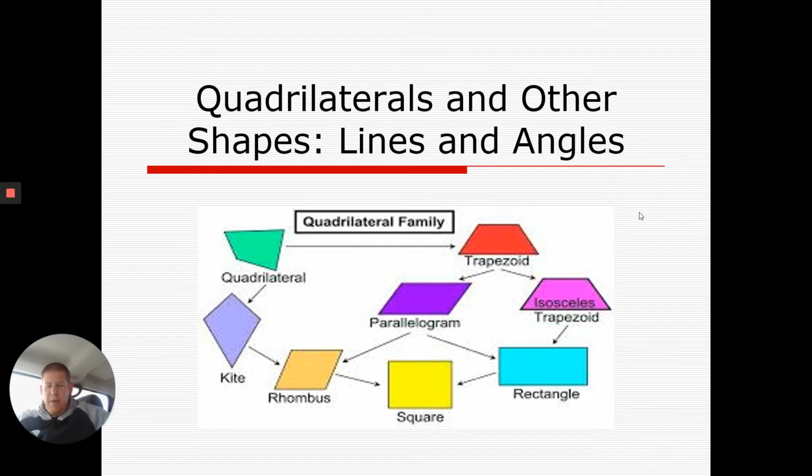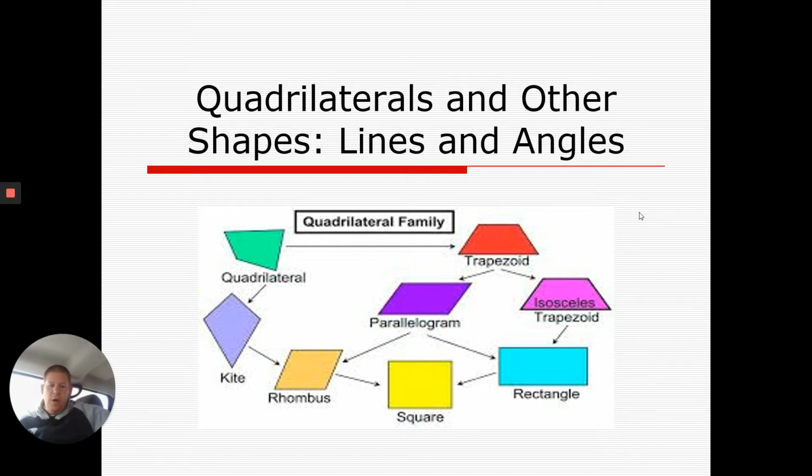Another common class for this week. We're working on geometry with points and lines, and we talked about angles and different lines. As you can tell by the title, we're going to start putting some of these things into different categories. So we're going to talk about quadrilaterals, and we're going to talk about some others as well.